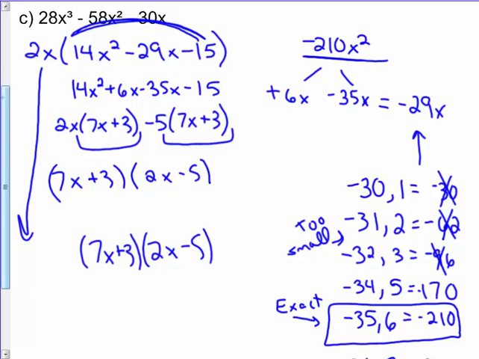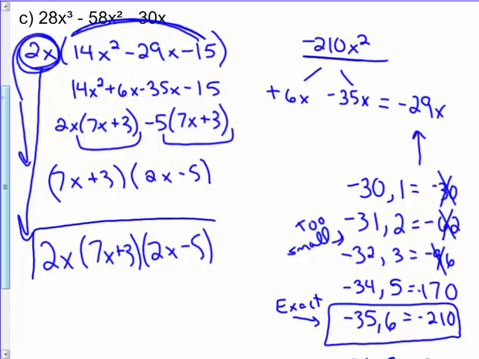And the thing I cannot forget is to bring down that 2x here. So the 2x is going to go out in front. So that is my final answer.